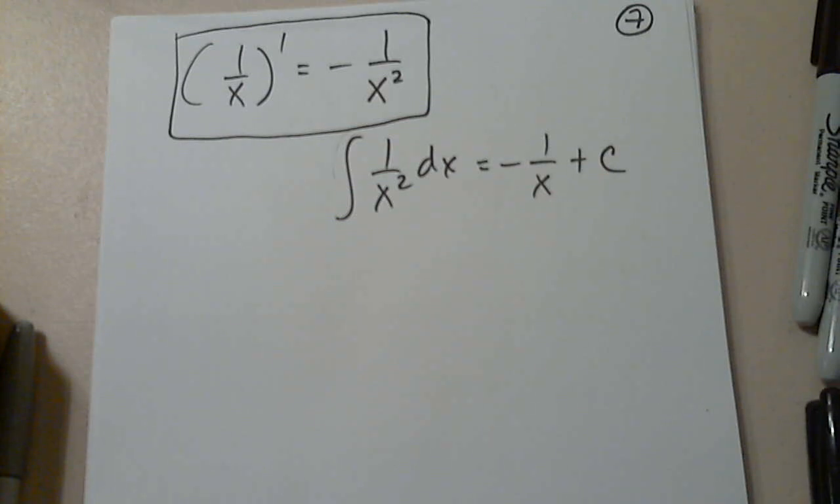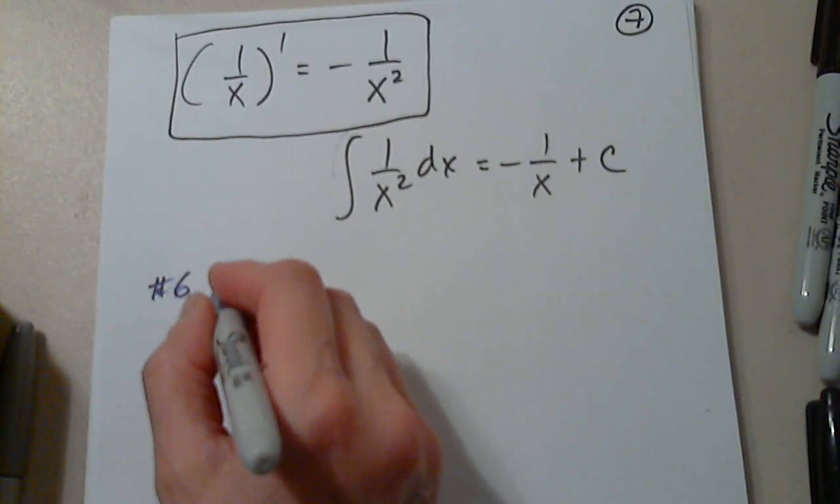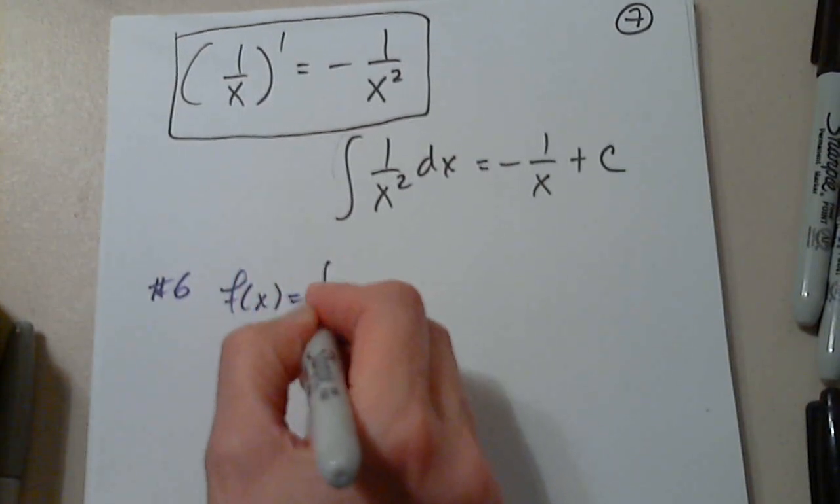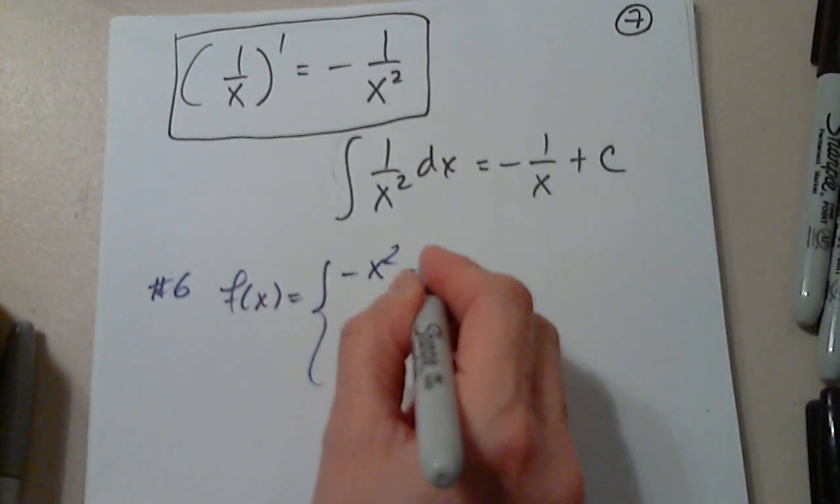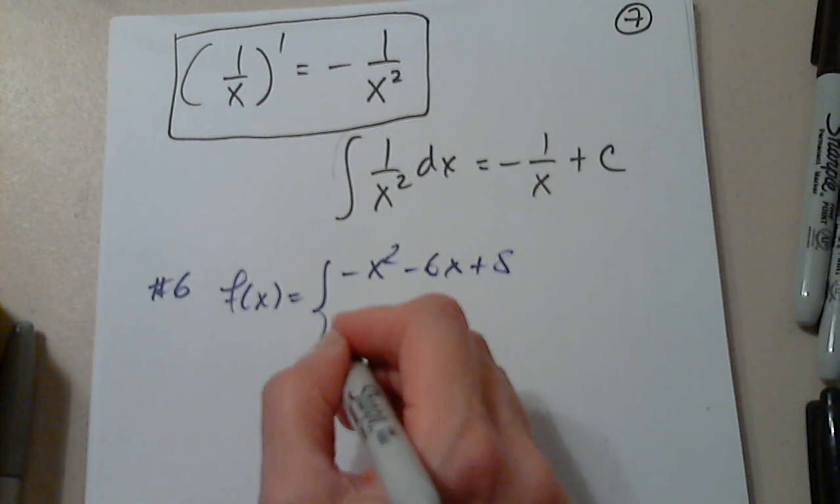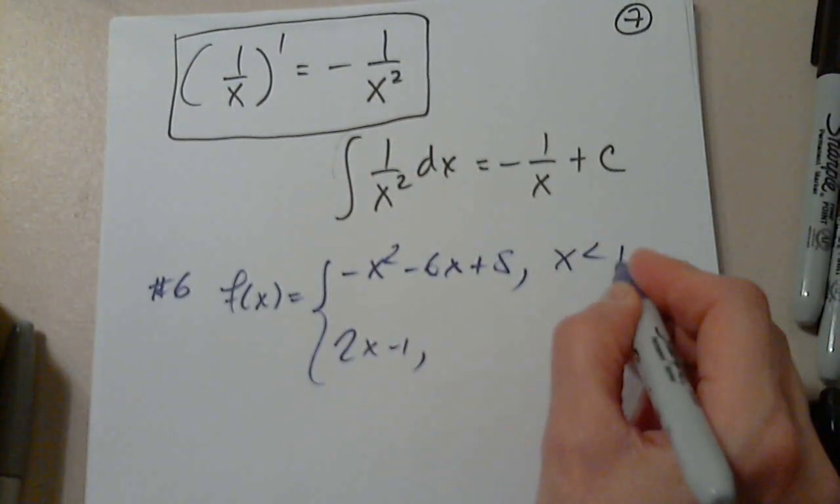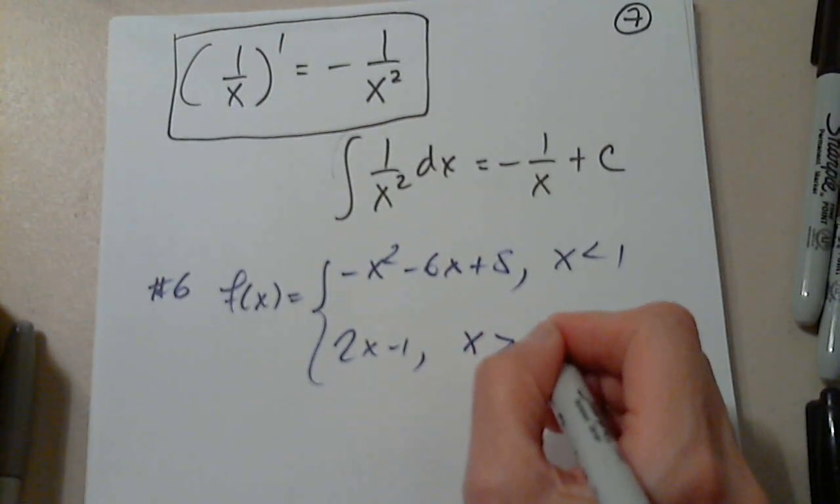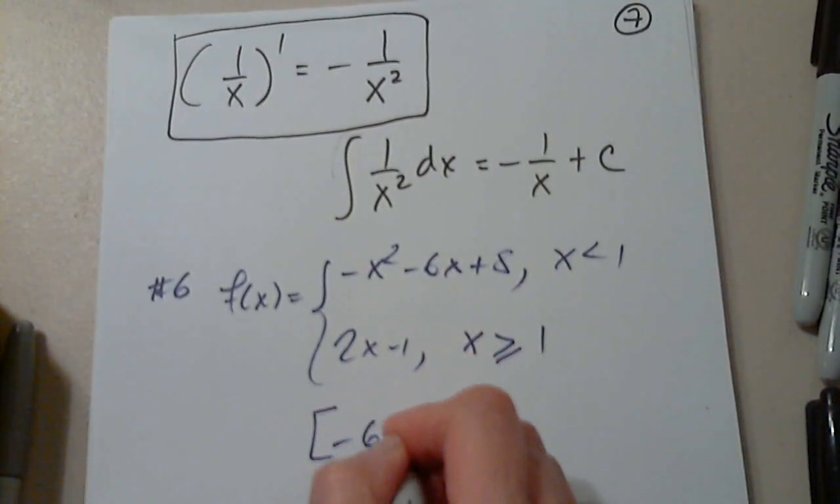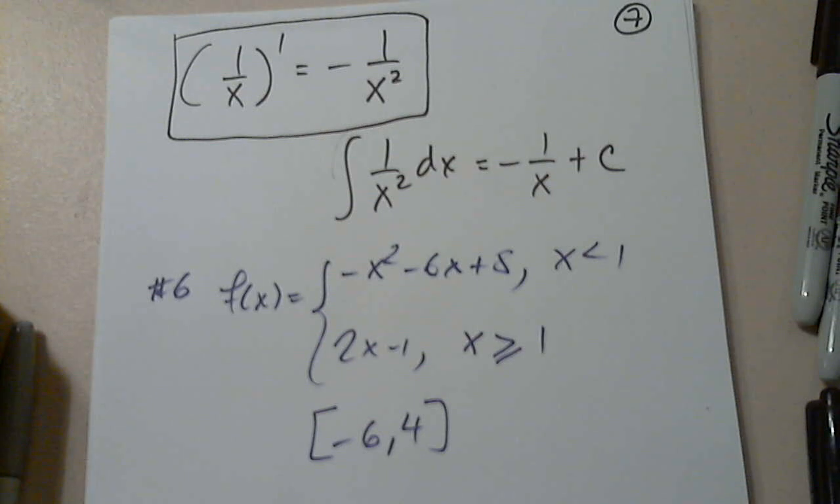Yes, I'm ready. How about number 6? Number 6, perfect. Number 6, we have f of x, and this is negative x squared minus 6x plus 8, and 2x minus 1. And the first one is when x is less than 1, the other one greater than or equal to 1. They give an interval negative 6 to 4. Perfect, awesome.